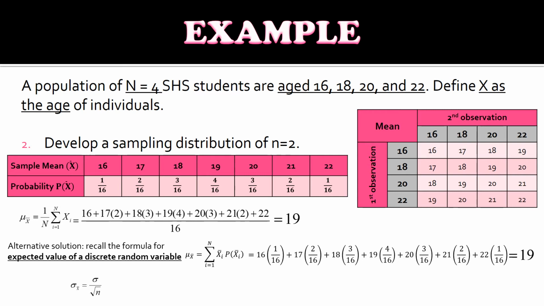Then to solve for the sample standard deviation, we have the formula: population standard deviation divided by the square root of n. Substituting, earlier we computed our population standard deviation, which is 2.236, and then divided by the square root of 2, which will give us 1.58.